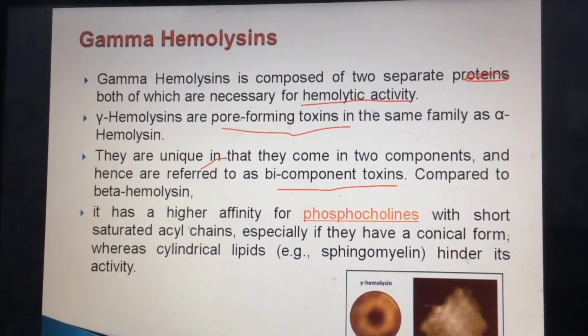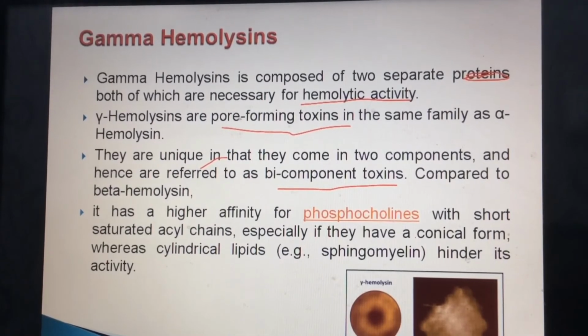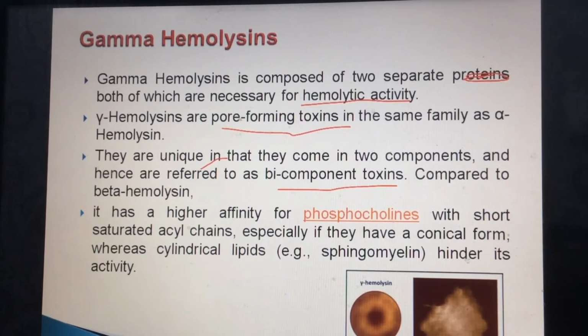In higher affinity phosphocholines with short saturated acyl chains, especially they can form, and this type of activity occurs. So you can differentiate other molecules by using this type of shape and structure when you are doing lab analysis. Alpha, beta and gamma, you can see the pictures and you can identify which type of hemolysis is going on in this type of Petri plate.